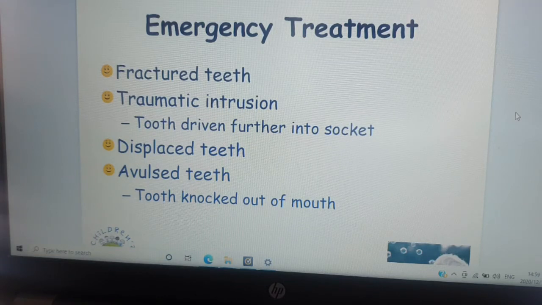We then have instances of displaced teeth. So lateral or extrusive displacement or luxation, which is when a tooth is moved from its original position. Primary teeth should be repositioned by the dentist as soon as possible, especially if it's a result of traumatic injury. The roots of primary teeth go through resorption faster after an injury and if the teeth are mobile. So if infection occurs, the teeth are then removed.